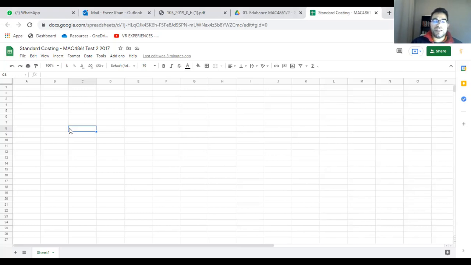So let's start off with what standard costing is, or why it is important. What is standard costing basically used for? In one sentence, standard costing is used for planning and control.